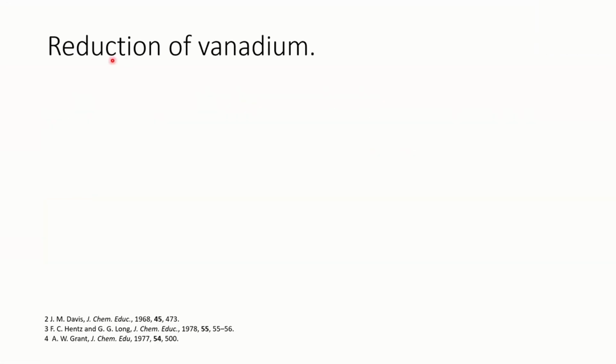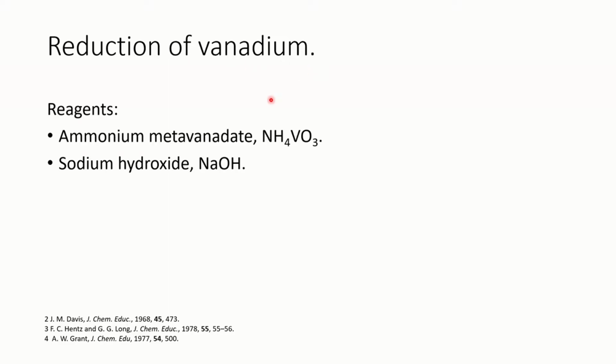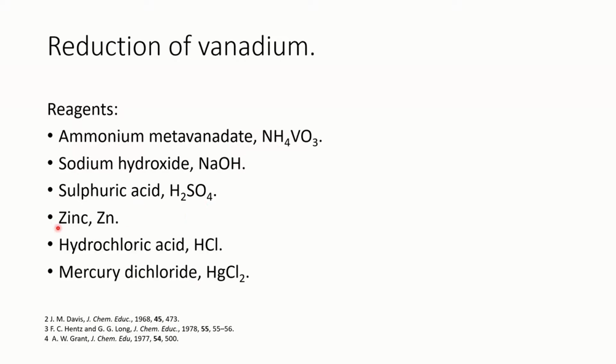The first practical aspect to consider here is the reduction of vanadium, where ammonium metavanadate and sodium hydroxide are used to provide the vanadium source, sulfuric acid for solution acidification, zinc as the reducing agent, and I will briefly cover how hydrochloric acid and mercury dichloride can be used with zinc as the reducing agent.